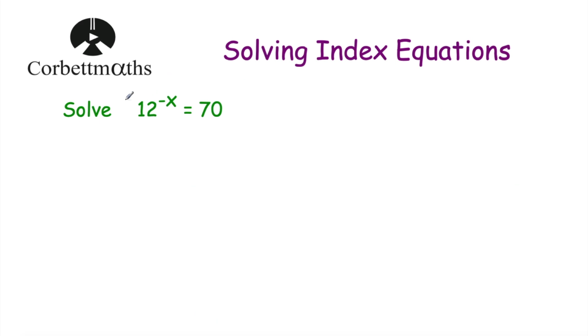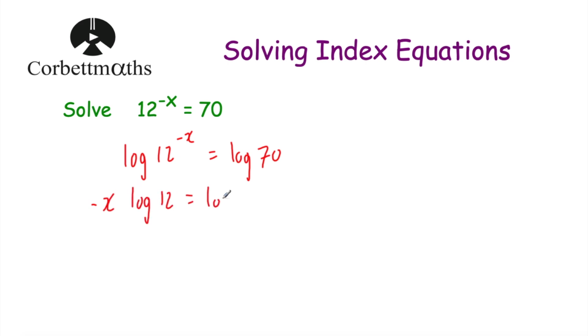Okay, so this time we've been asked to solve 12 to the power of negative x is equal to 70. So again, let's take the logs of both sides. Again, the power here isn't just x, it's now minus x, but we'll use the same approach. So the log of 12 to the power of negative x is equal to log 70. Just taking the logs of both sides. Now we're going to bring down our power. So our power is negative x, and if we bring that down, we get minus x log 12 is equal to log 70. Just bringing down that power.